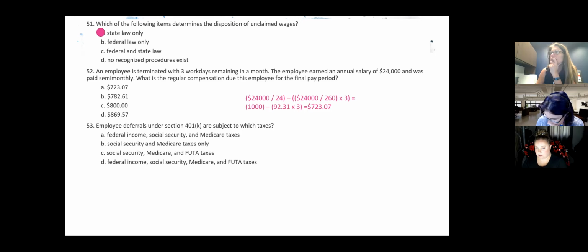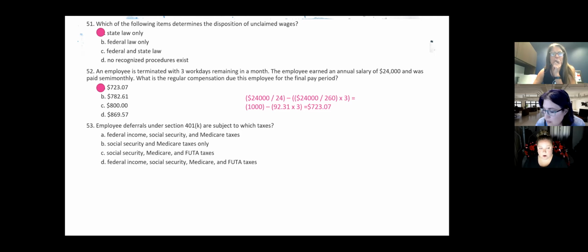There is a formula on the screen. It does something similar to what I did, except that instead of going down to the hour level, they went to the day level. So that's what the 24,000 divided by 260 days is. So again, same idea, just a different way of doing the same thing. Whatever your fancy is, but I did get A as well.